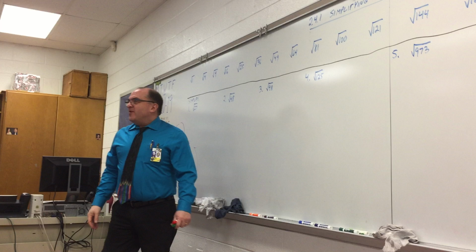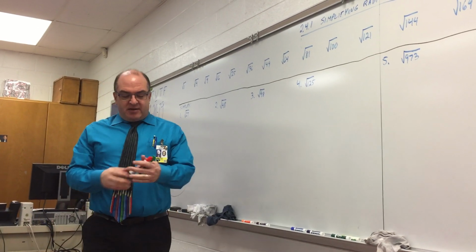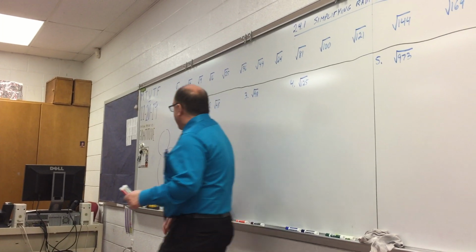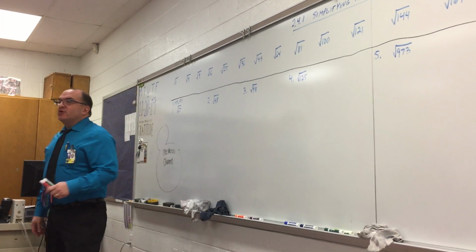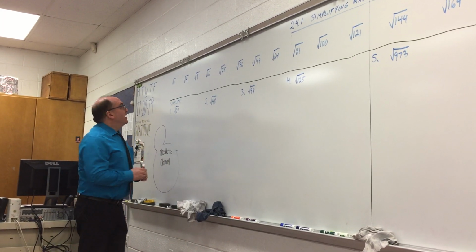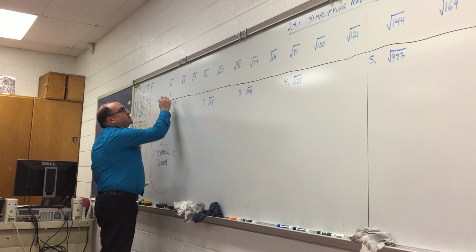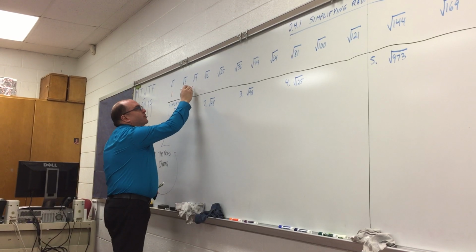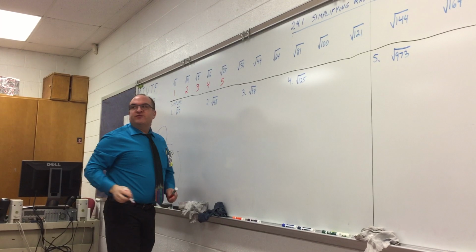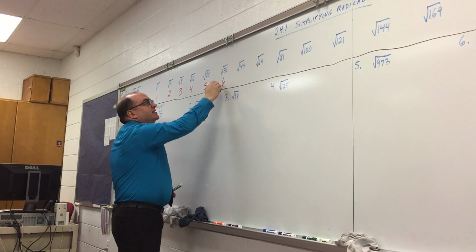Today we're going to simplify radicals, and this is much easier than you may think. All right. First of all, here's 1 through 20. Square root of 1 is 1. Square root of 4 is 2. Square root of 9. Square root of 16 is 4. Square root of 25 is 5. Square root of 36 is 6.